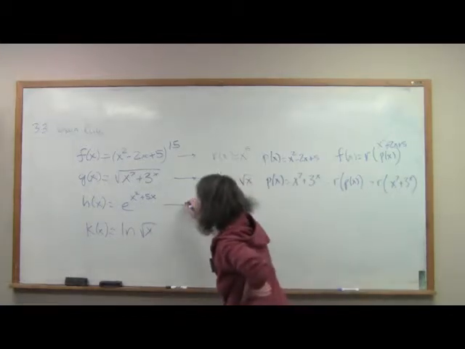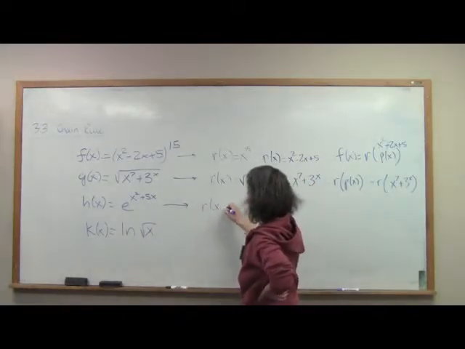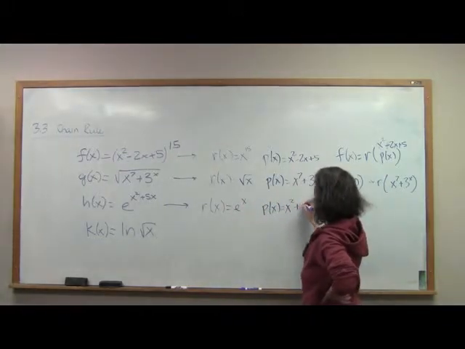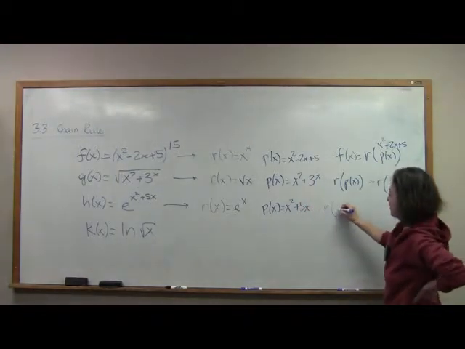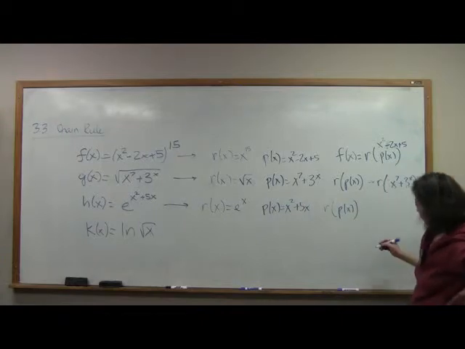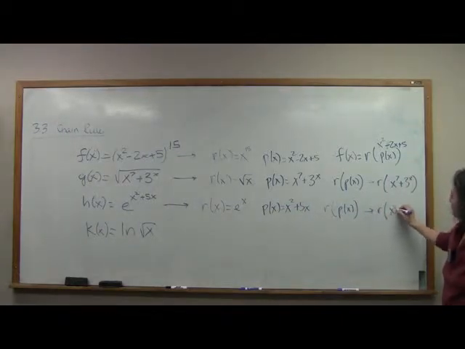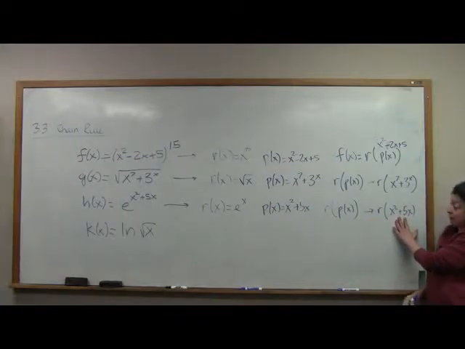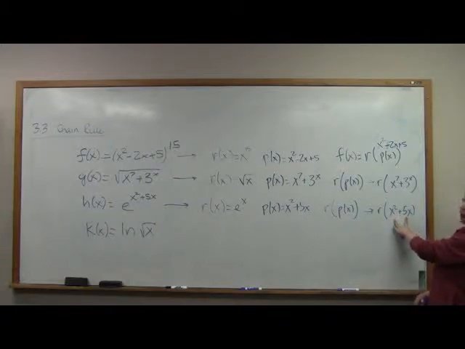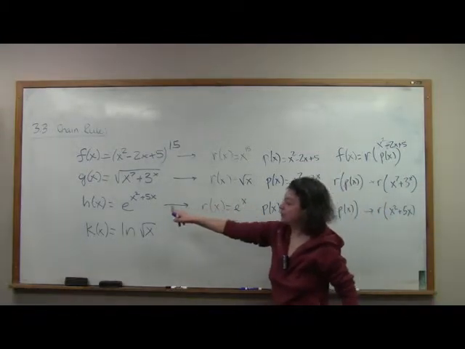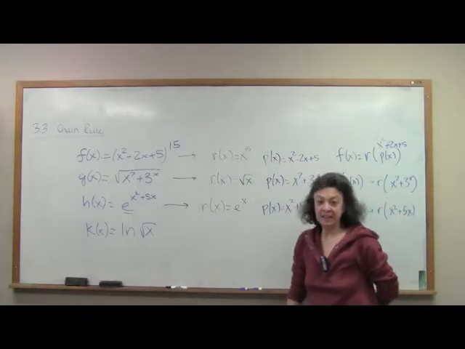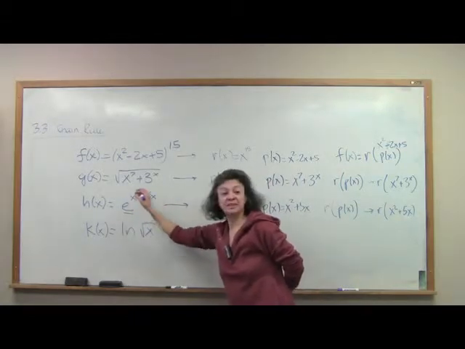Over here, I claim that my outer function is e to the x and that my inner function is x squared plus 5x. And I claim that this is r of p of x. Why? Because what does it mean to compute r of p of x? It means that we're going to compute r of x squared plus 5x. And I think you'll grant me that if we compute r of x squared plus 5x, we're going to get this function here. So in this case, my exponential function, e to the x, is my outer function, and this is my inner function.